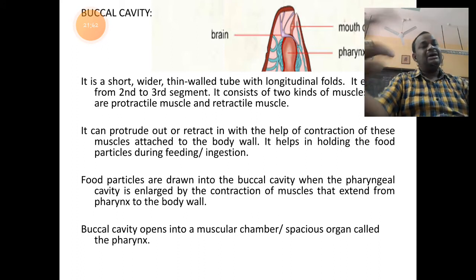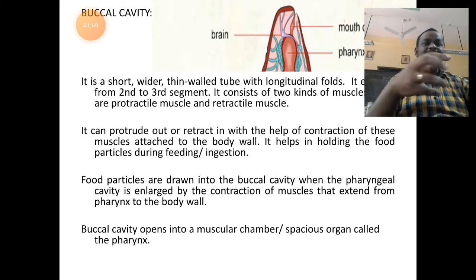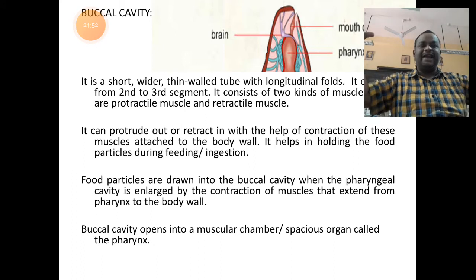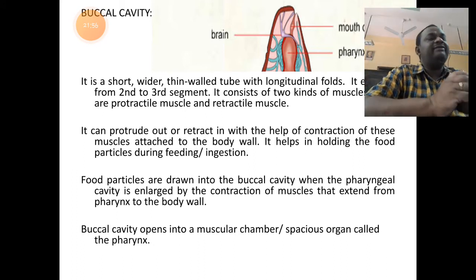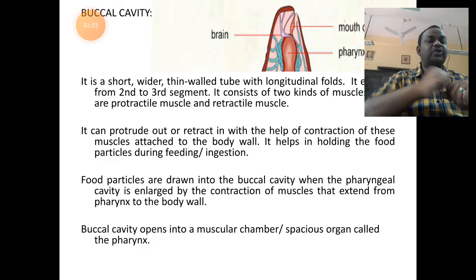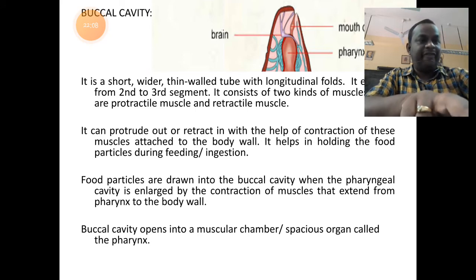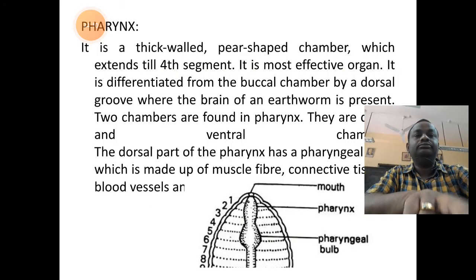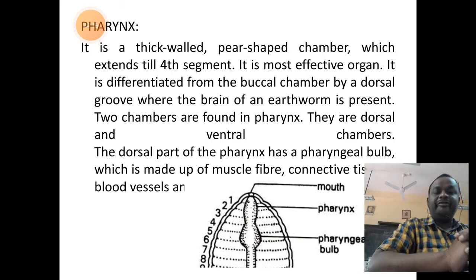You might have understood the working of ventricles and auricles in the heart. When ventricles contract, auricles will expand. When auricles contract, ventricles will expand. The same process happens here during the intake of food. Students, remember, this buccal cavity now will continue down into a muscular, very spacious organ called the pharynx. Now, let us understand the structure of the pharynx.